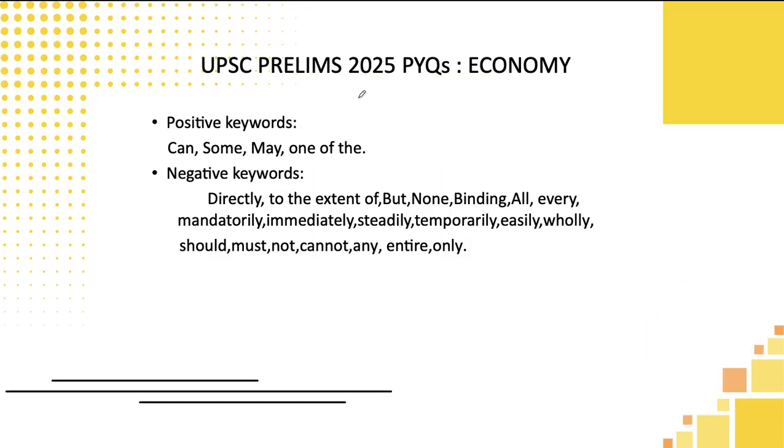Okay students, before going into the video, we will try to discuss some of the positively used keywords by UPSC in the preliminary examination in the last 10 years. Positive keywords used by them are can, some, may, one of the. Negative keywords are directly, to the extent of, but, none, binding, all, every, mandatorily, immediately, steadily, temporarily, easily, wholly, should, must, not, cannot, any, entire, only. Students, we need to remember these keywords effectively so that we can use this elimination strategy with the help of these keywords in the UPSC prelims exam.